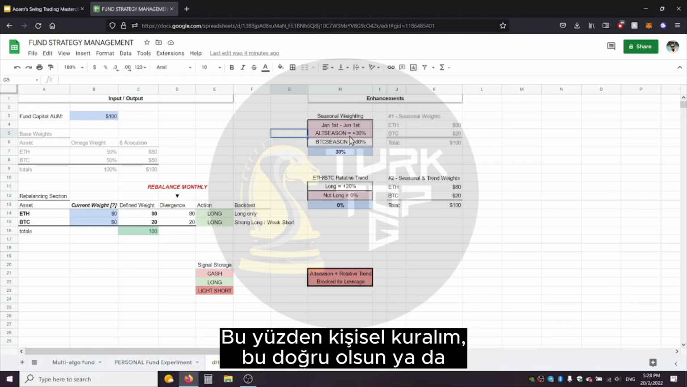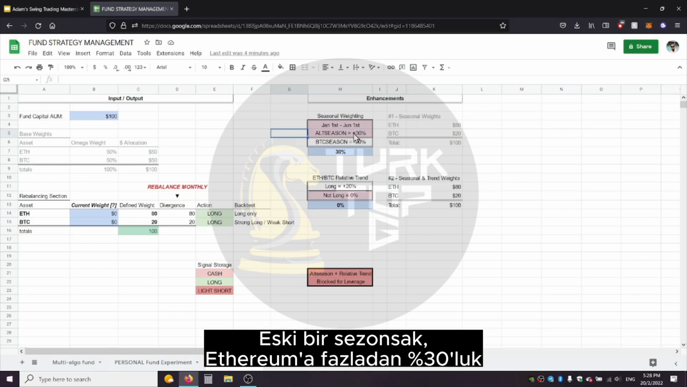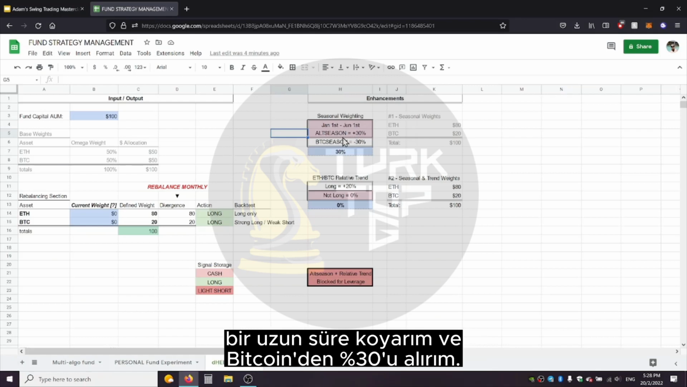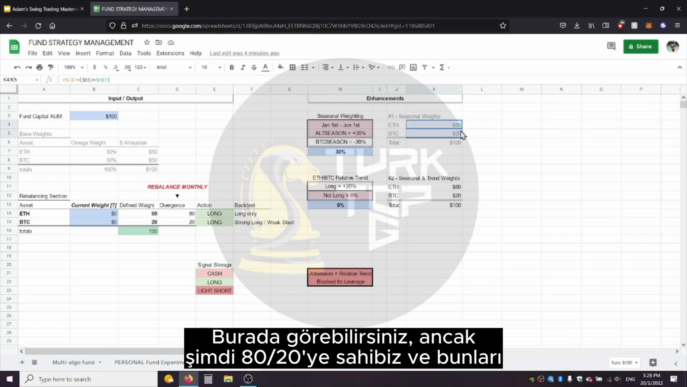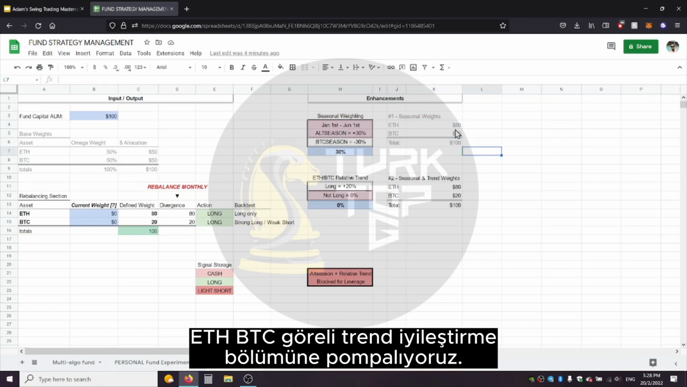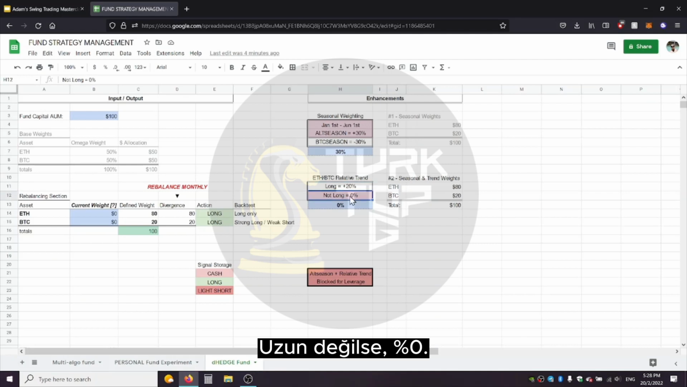So my personal rule, whether or not this is correct or not, I could probably optimize these. If we're in alt season, I place an extra 30% long on Ethereum, and I take away 30% from Bitcoin. So I am very much overweight on Ethereum relative to the strategy optimal weightings. So you can see here that now we have 80-20, and we pump those down into the ETH BTC relative trend enhancement section. So now I have the rules here, which show me if it is long, I go positive 20%. If it's not long, 0%.